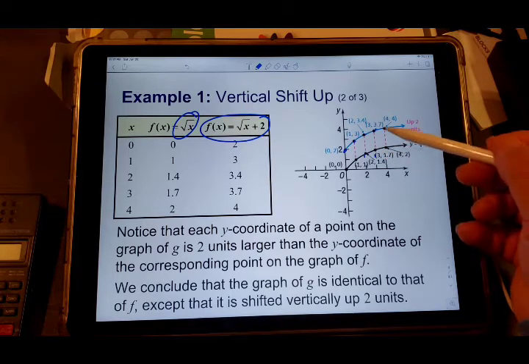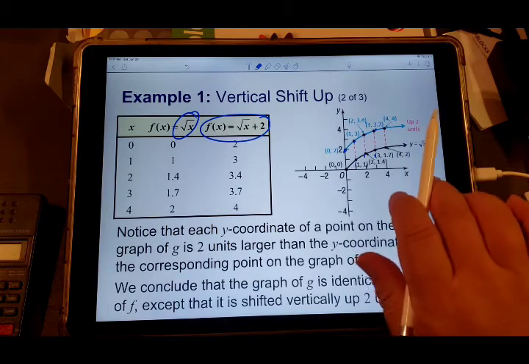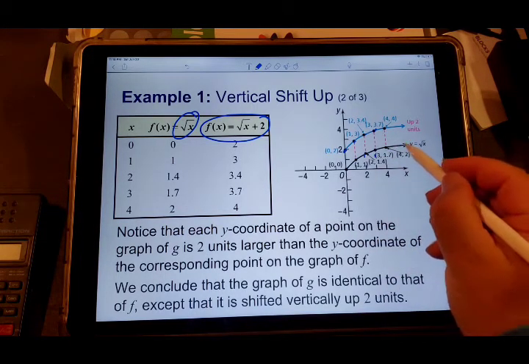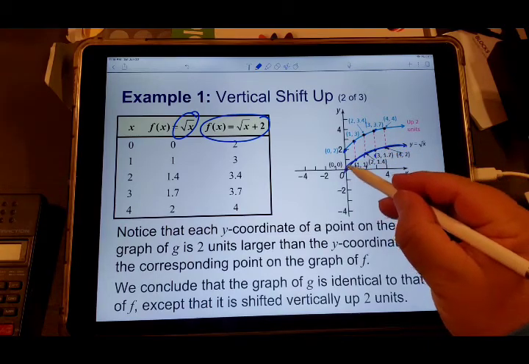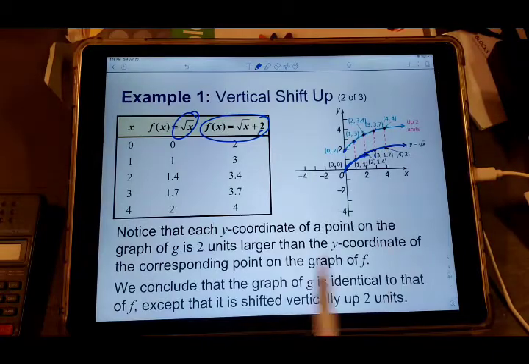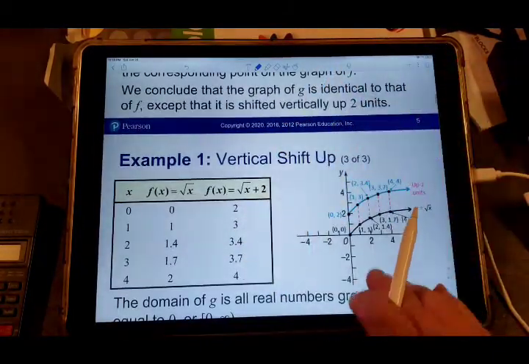Notice how I'm going just straight this way. Every point's just shifted straight up. Don't shift it at any angle, just straight up. And you've got your first shift. So you can almost close your eyes and visualize the original graph that you've known for a while shifted with this plus 2. And we do call it a vertical shift for a reason.